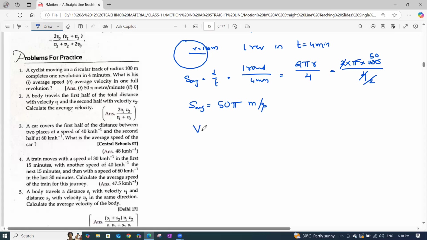Now we should find the average velocity. Of course, it is 0. Why? Because consider this is the starting point and this is the ending point, so the starting and ending points are both the same. So it is 0. Now plan for the second one. You can pause this video and solve this second one. After solving, you can come back.